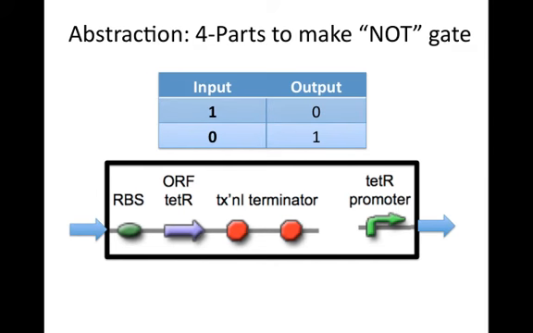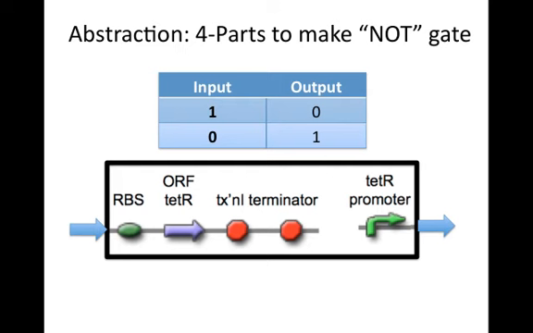So what we can do is put a black box around those parts: the ribosome binding site, the repressor protein open reading frame, the transcriptional terminator, and the repressible promoter. If we put a black box around that, we can call that a genetic inverter, or we could call it a NOT gate. And we can show that when what comes into that inverter gives a signal of 1, the signal out of the inverter is 0. And when the input is a 0, the output from that inverter should be a 1.